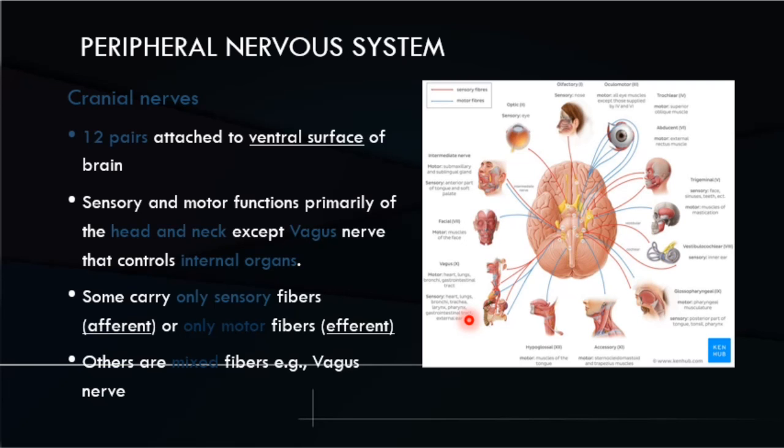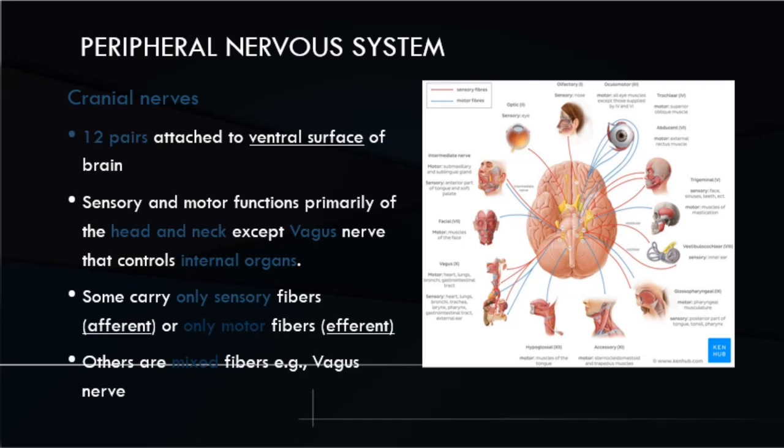They're mixed, so mixed fibers, like the vagus nerve is one of them. They do both: take sensory information to the brain and motor information down from the brain. Like the ones that are just blue or just red, versus the ones that have both. See, so these are the mixed ones. These are the ones that only do one.